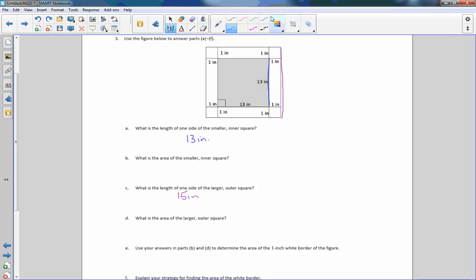Skipping steps here. So what is the area of the smaller inner square? Area equals S squared. Area equals 13 squared. So the area equals 169 inches squared. Okay, now moving along to this, what's the area of the larger outer square? Area equals S squared. Write the formula every time. It'll help you with substitution and memorizing the formulas. And 15 squared, and so therefore the area equals 225 inches squared.